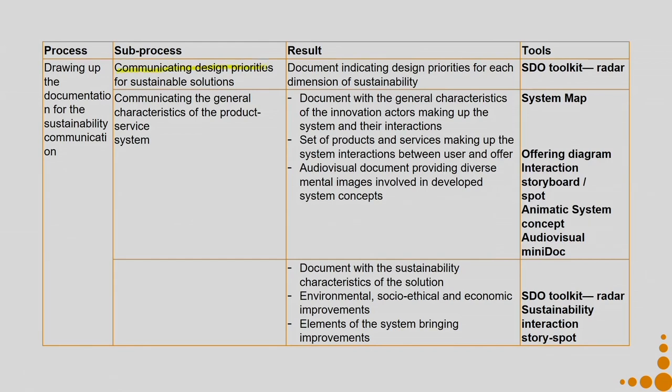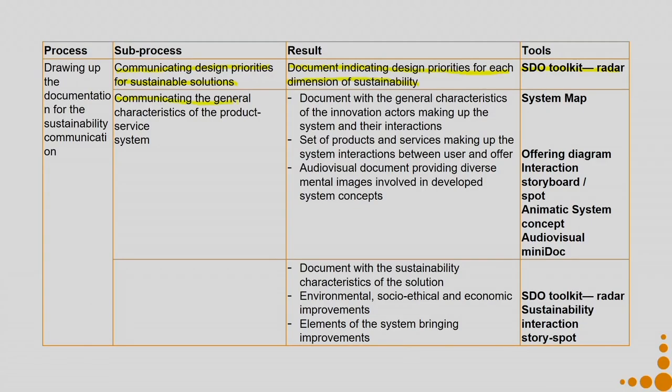First you need to communicate the design priorities for sustainable solutions. So, it is a document indicating the design priorities for each dimension of sustainability. You show your SDO toolkit radar diagram, because it shows the level of improvement brought in, but along with that, it also shows which criteria you had given much higher priority. So, if system life optimization had high priority and you got incremental improvement, then it has a different meaning. That is what is presented by this radar diagram. So, I communicate my design priorities and the level of improvement that I have got on each of these parameters.